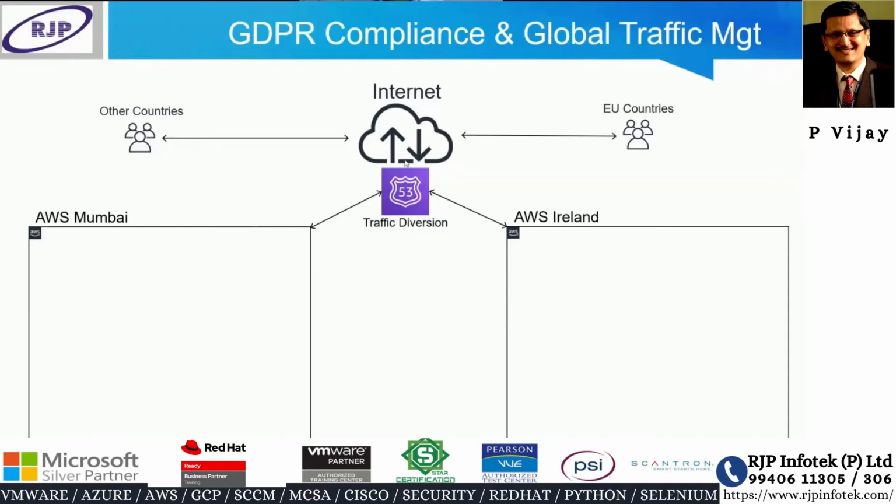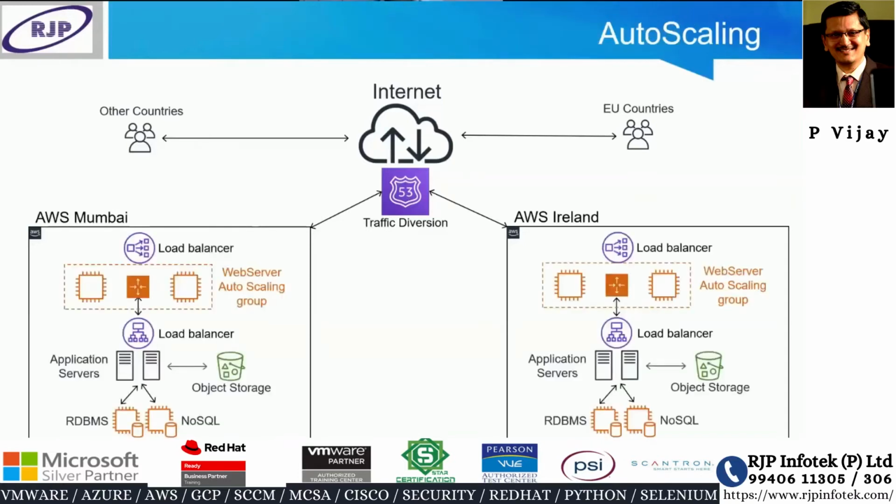So what do I do? I don't have servers in one place. I deploy servers in multiple places. The same portal which I had built, I build it in Mumbai, I build it in one of the European countries, and I tell this component of AWS, hey, whenever there are users from Europe, please divert them to the Ireland set of servers. Elsewhere, please divert them to Mumbai. So that is taken care of by this guy.